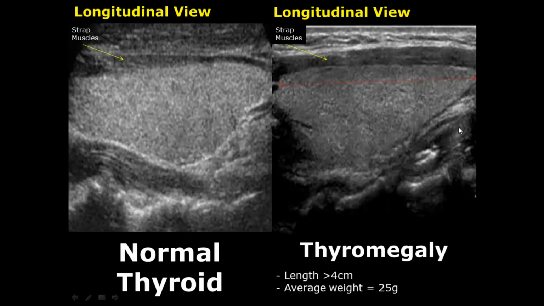And another term that is commonly used for thyromegaly is goiter. That is also the abnormal enlargement of thyroid gland, which can be due to many reasons, such as nodular hyperplasia or cancer or thyroiditis. We will see all these cases now.